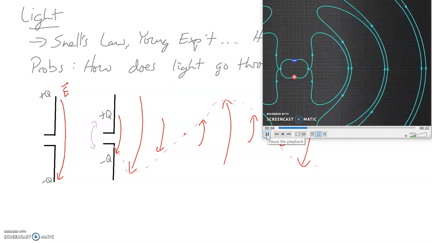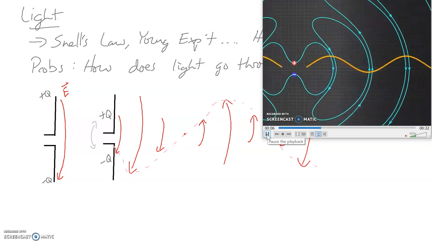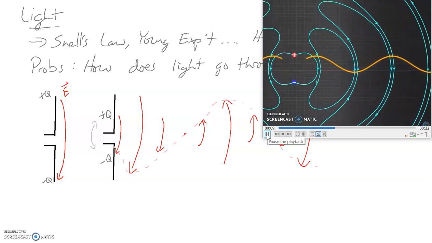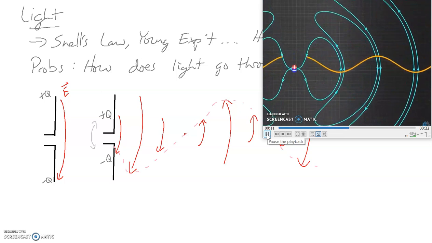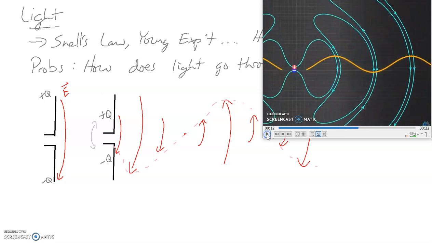And as the charges go up and down, there's the electric fields that are being given off. And you can see that they actually create an electric field wave that moves out. Okay, so that's the basic idea of what we're talking about. So you can actually create an electric field wave, which is kind of neat.